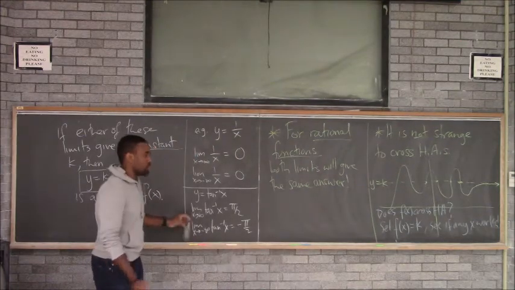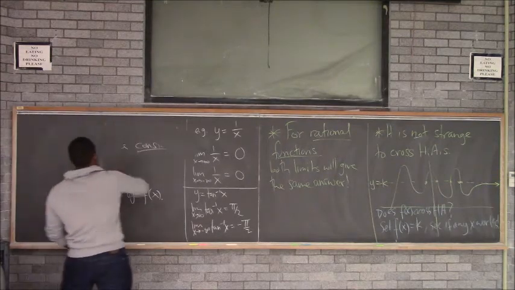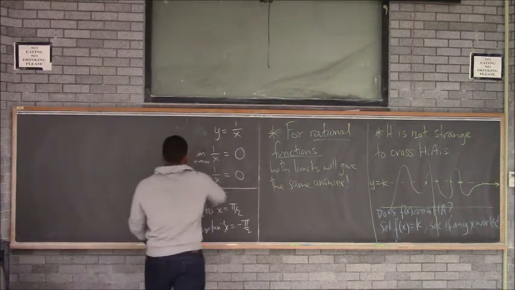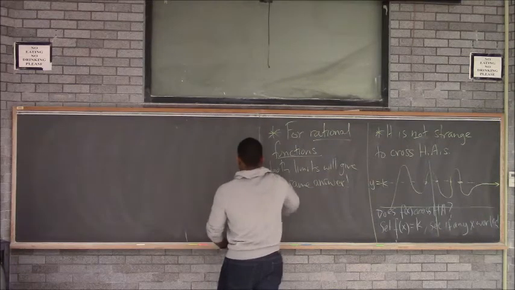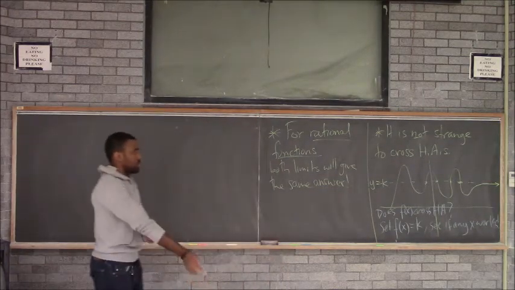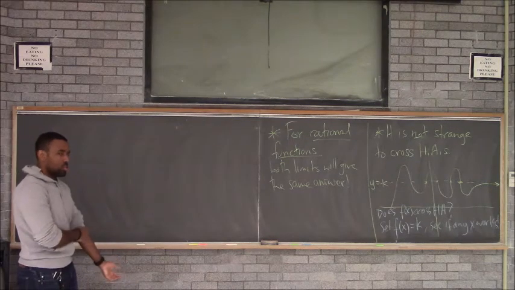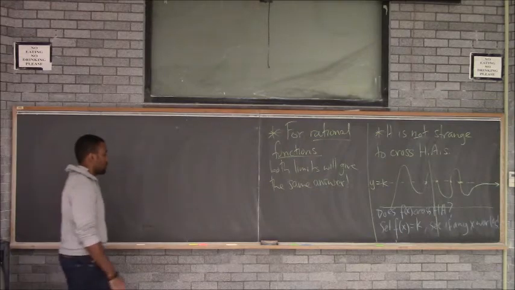So it's not strange to cross the horizontal asymptote. Don't get too freaked out if you're drawing something and it looks like it's going across the horizontal asymptote. That's pretty much all you need to know about horizontal asymptotes in terms of actually calculating where they will occur. You just find those two limits. That's how you find a horizontal asymptote.